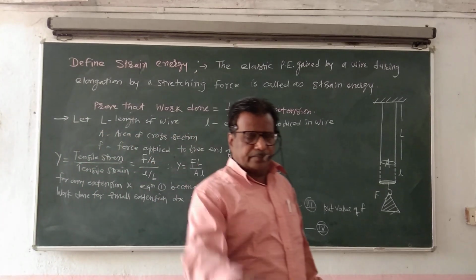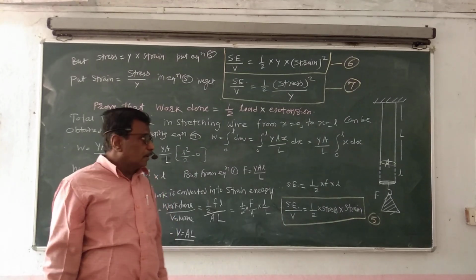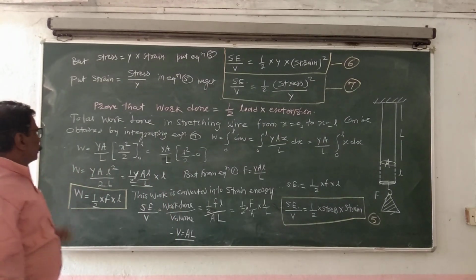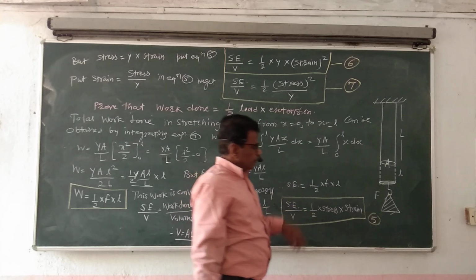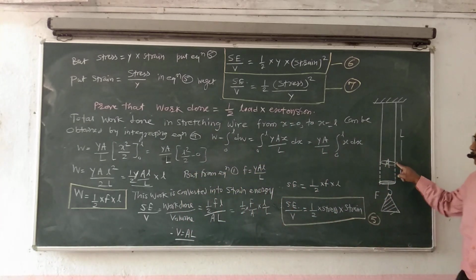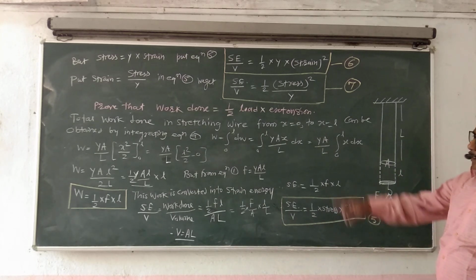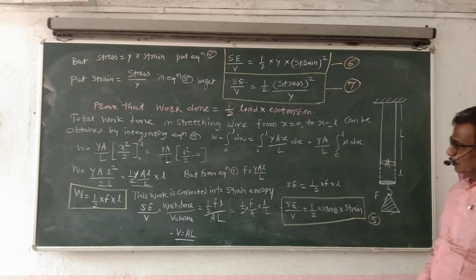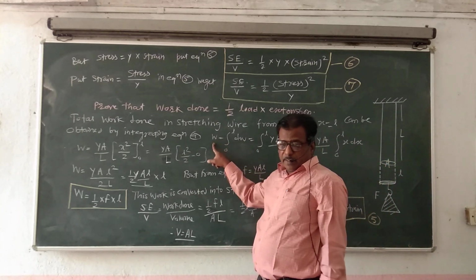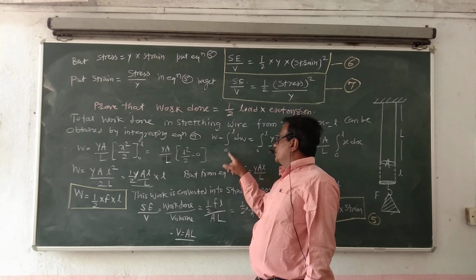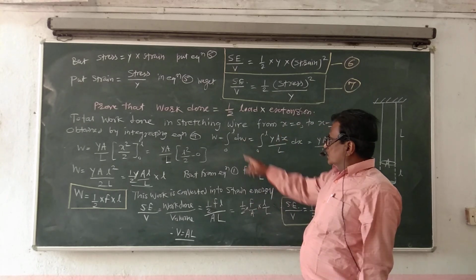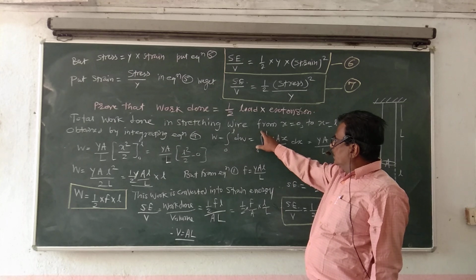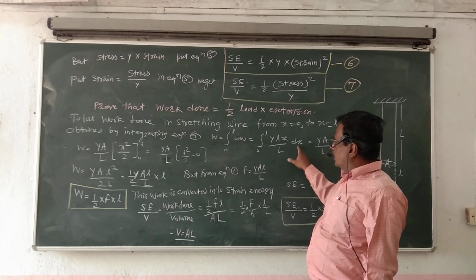Now, to find the total work done in stretching the wire from x equal to 0 to x equal to L, we can obtain this by integrating equation number 4. So we write total work done as W, W equal to the integration from 0 to L of dW, where dW is a small work done. Now substitute the value of dW here, we get integral from 0 to L of YAx upon L into dx.